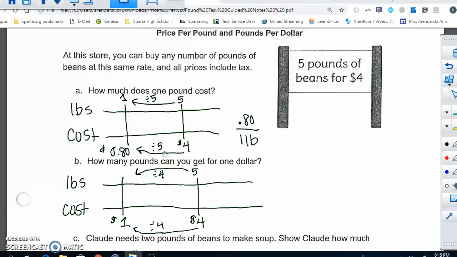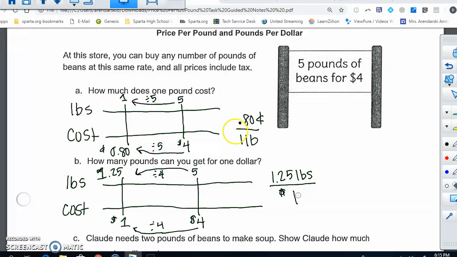We'll take our calculators. We will do 5 divided by 4. And that gives us 1.25 pounds. So over here, our unit rate, we are going to get 1.25 pounds for $1. Okay, these are different problems. One is finding how much it cost for 1 pound. This is saying how many pounds we can get for $1.